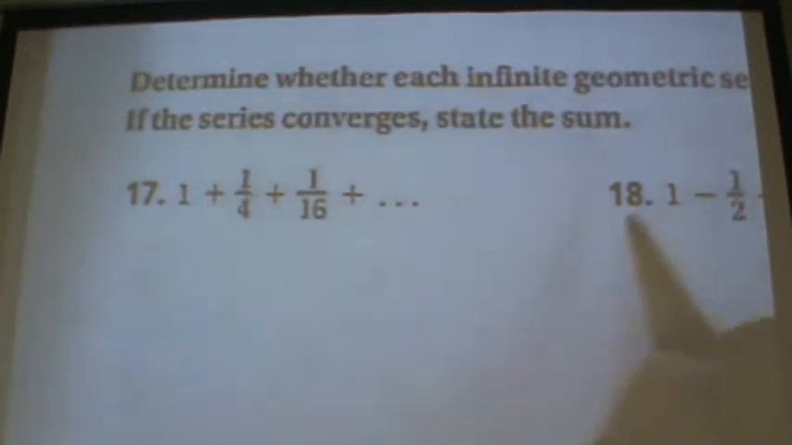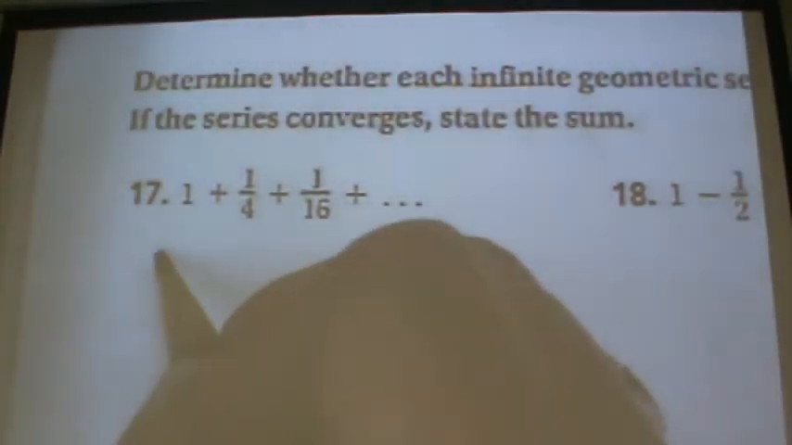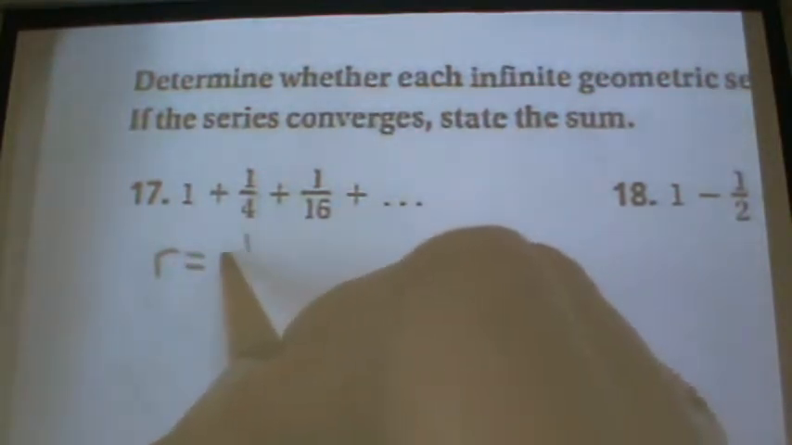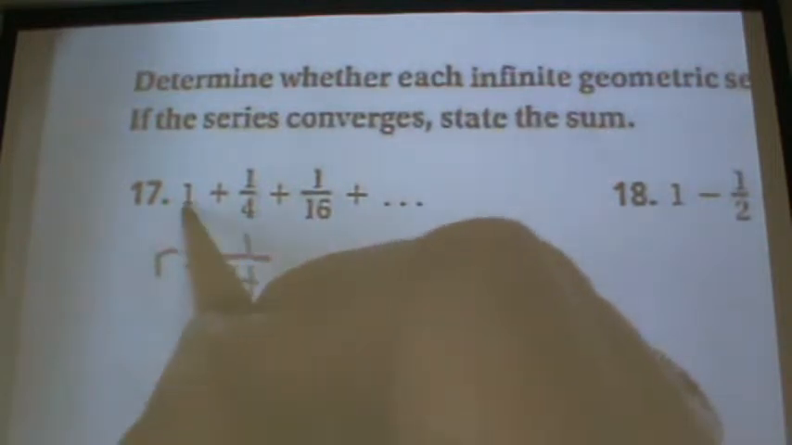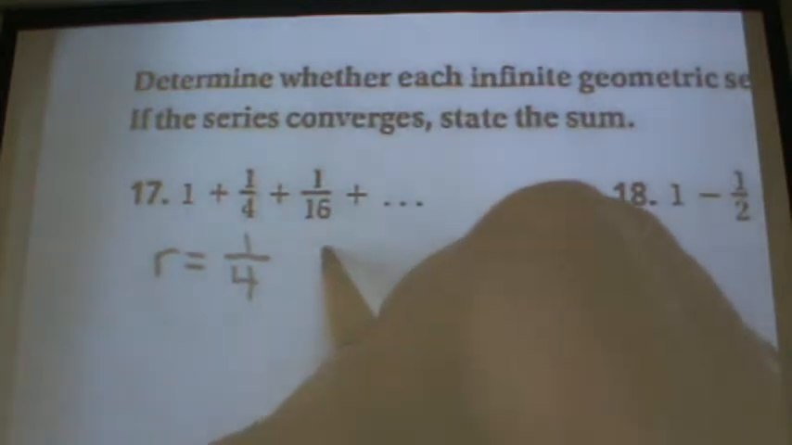Can you do it or don't do it? Converge, diverge. What's this one? What's R? R is 1/4. From 1 to 1/4, you're multiplying by a 1/4. So this one converges.